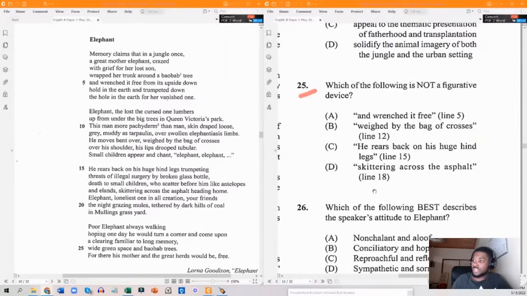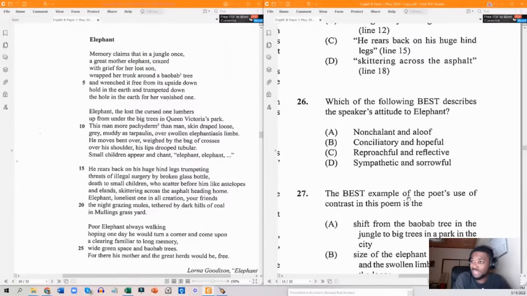Okay, 25 seems to be another easy one. It's A. This is not a literary device, not a figurative device. The elephant in line 5 actually wrenches the tree free. Everything else is a device. Weighted by the bag of crosses, metaphor. Rears back on his huge hind legs, metaphor. Skittering across the asphalt, line 18. All metaphors here. But A is not a device.